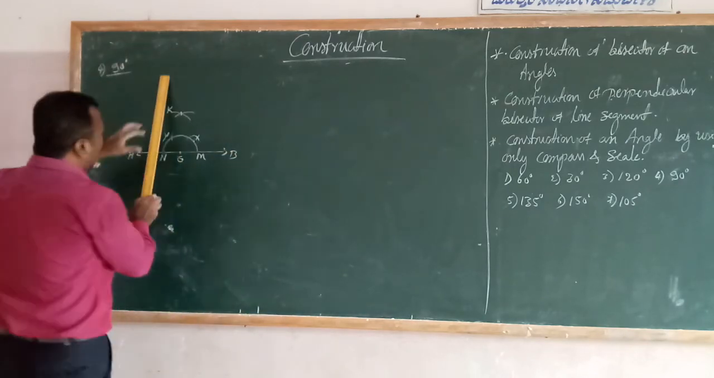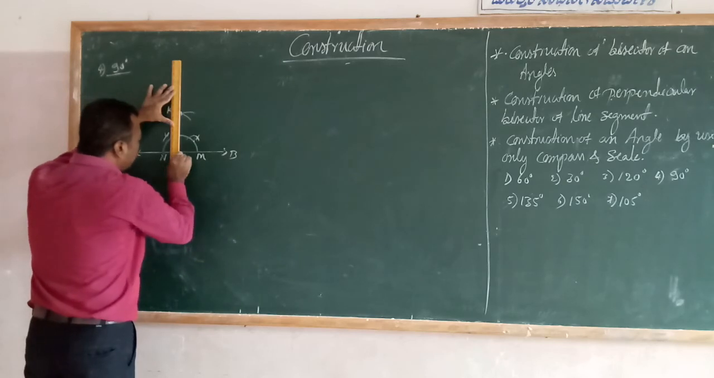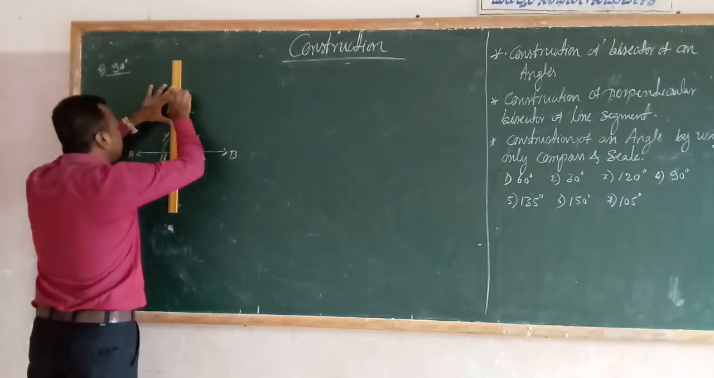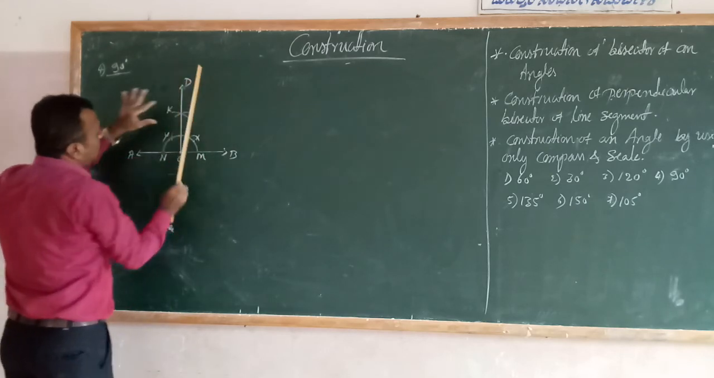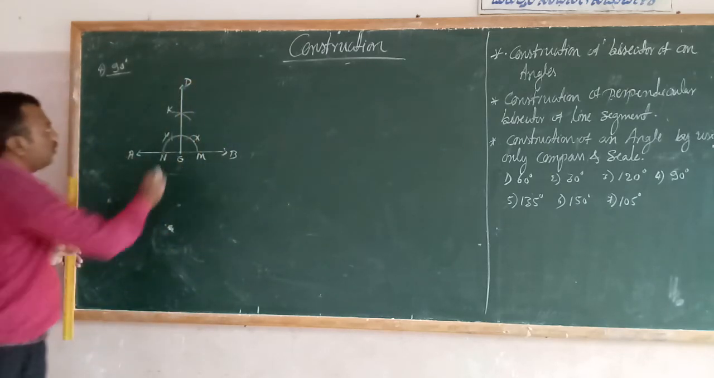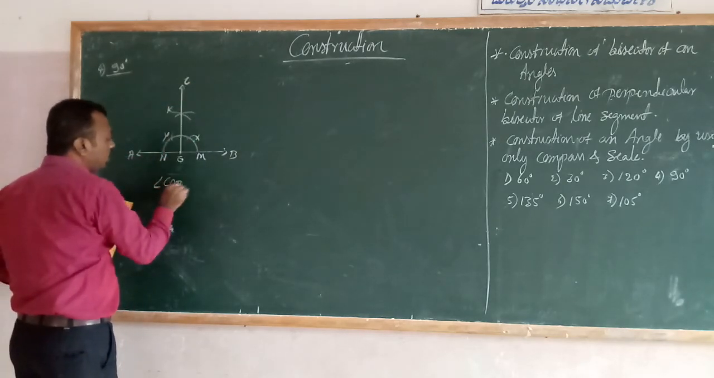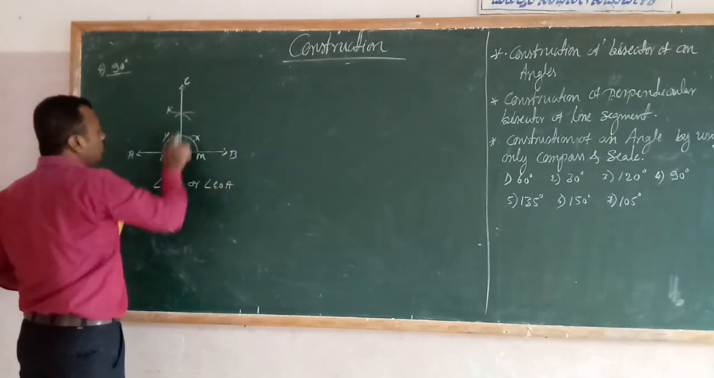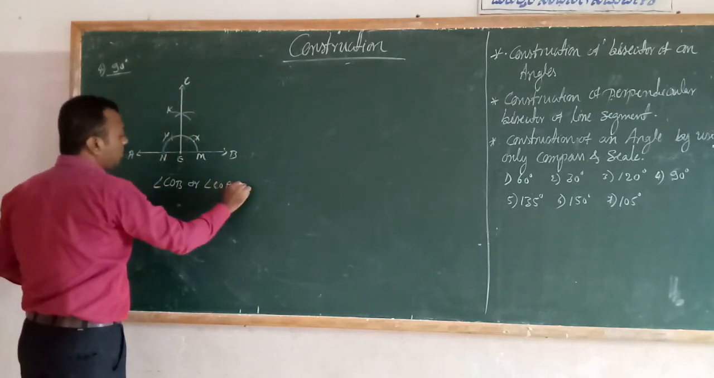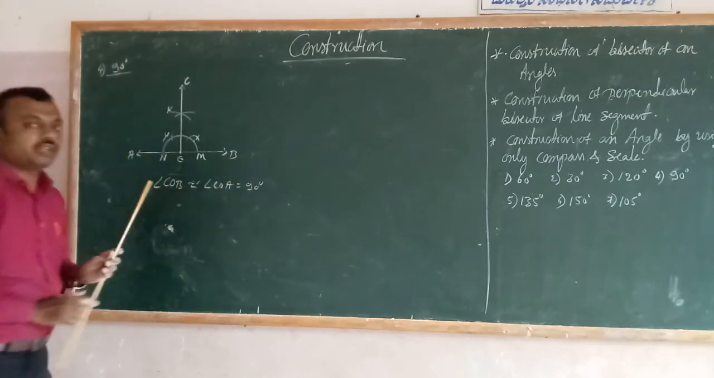Now take the scale and join O and K. Then I extend it to D or C, anyone you can give, say C. Now angle COB or COA is equal to how much? 90 degree. Both are equal. Whichever you measure, it becomes 90 degree.